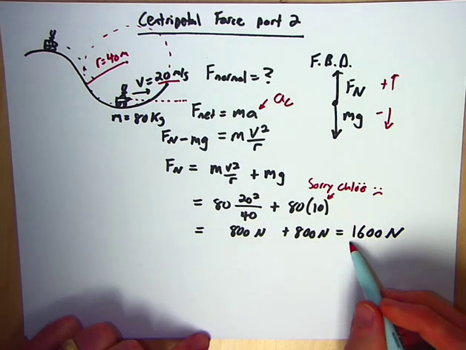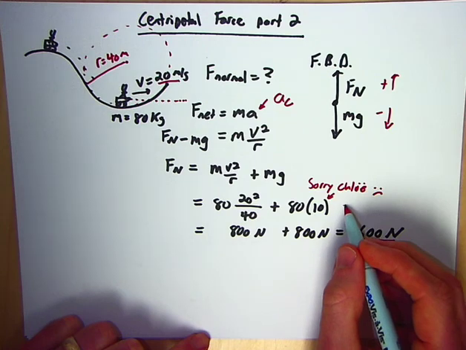Okay, let's do a comparison then. So we have 1600 newtons for the normal force. The weight, that's the weight right there, that's mg.